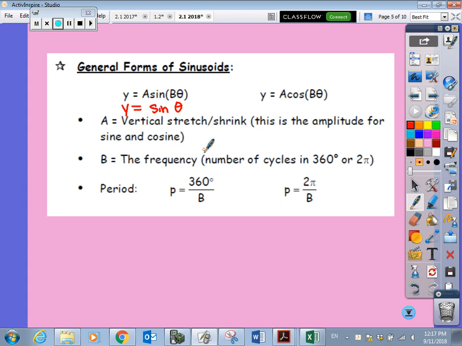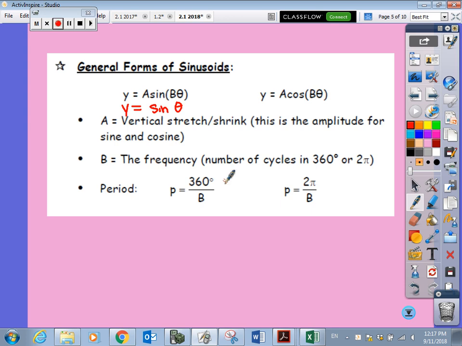If that was y equals 2 sine 2 theta, there would have been 2 cycles in one rotation. 3 theta, 3 cycles in one rotation. And what happens is that it makes the period get smaller and smaller as that number gets bigger. And again, as we work these, you will see how that happens.